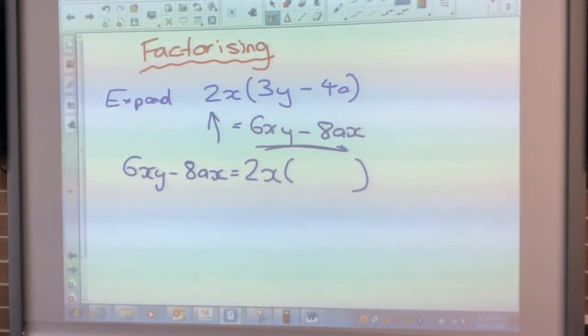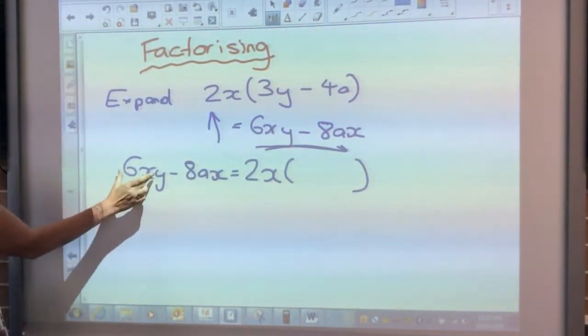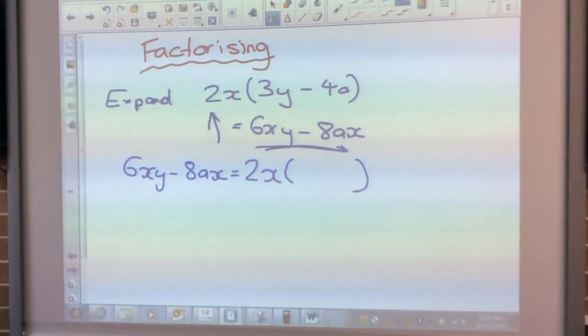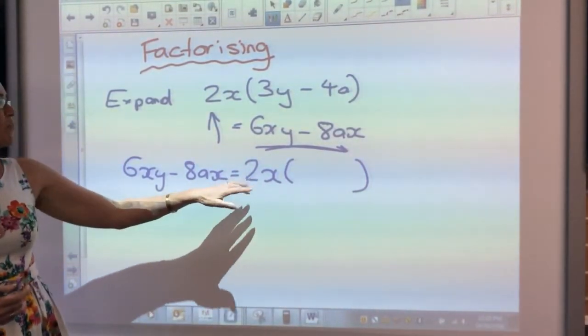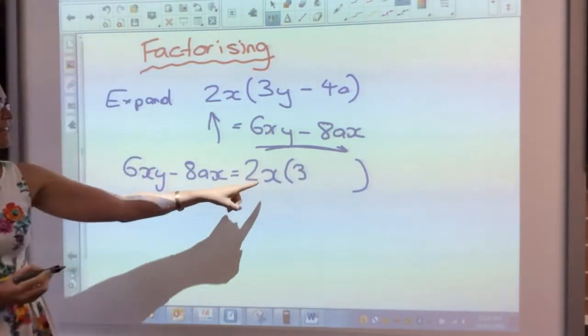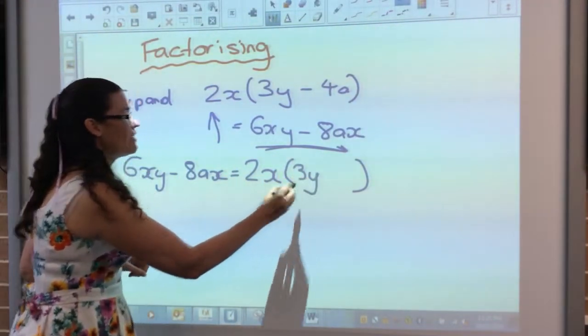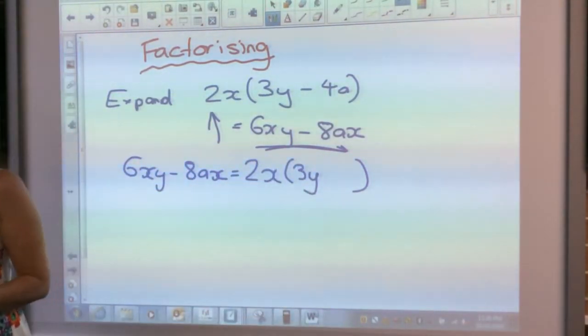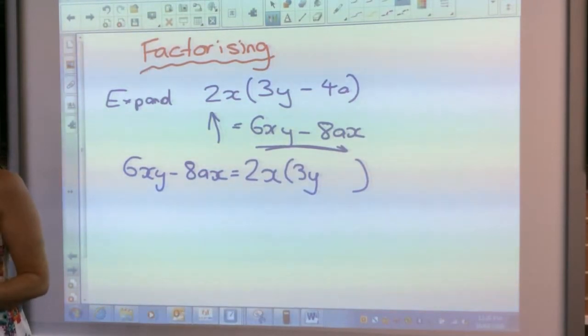Alright, so there's two ways of thinking of it. You can say, what is 6xy divided by 2x? Or I could say, what do I multiply 2x by to get 6xy? They both give you the same answer, it's just a different way of thinking about it. So 2x, I would multiply 2 by 3 to get a 6. And x, I would multiply by a y, so that 2x times 3y would definitely give me 6xy. Is everyone fine with that?